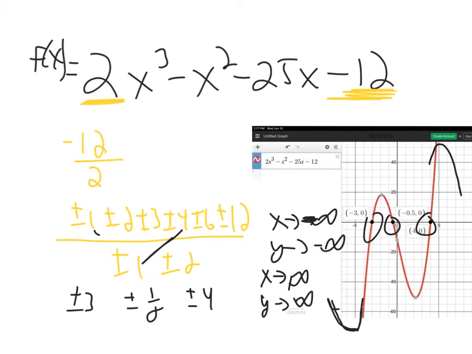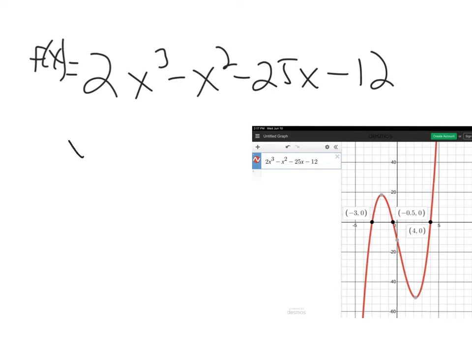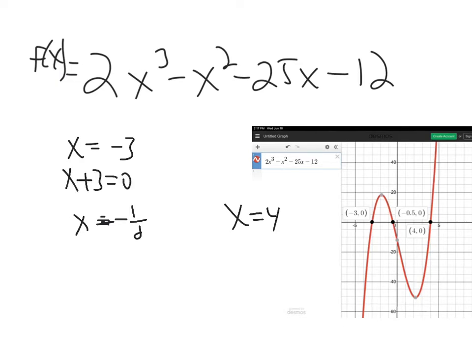So if they ask me to factor this polynomial, here, let me stop this and clear up some stuff. Since I know x equals negative 3 is a zero, I know that x equals negative 1/2, and I'm going to write that as a fraction, and then x equals 4 is also a zero. How do I get the factors out of that? Well, remember, these became zeros because x plus 3 has to equal 0.